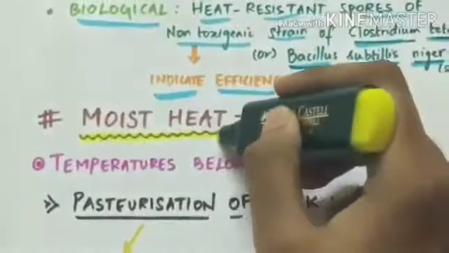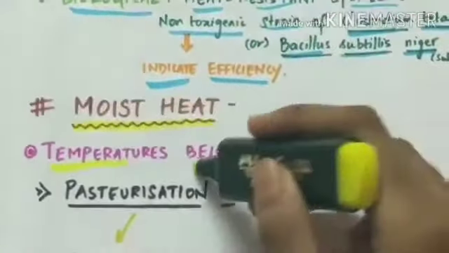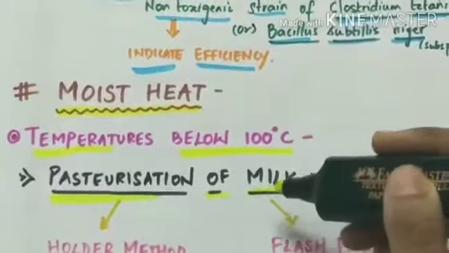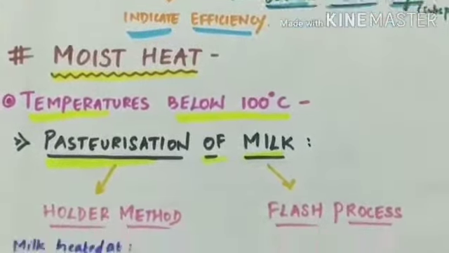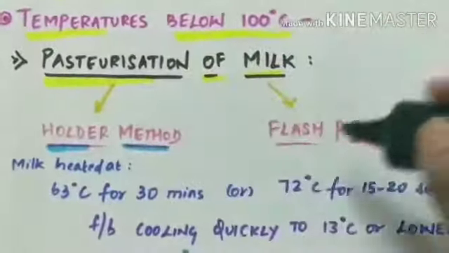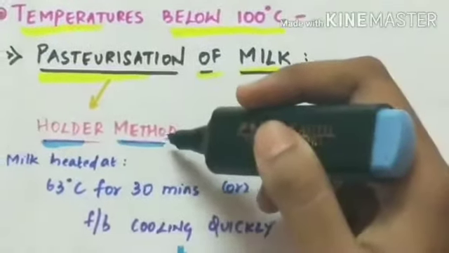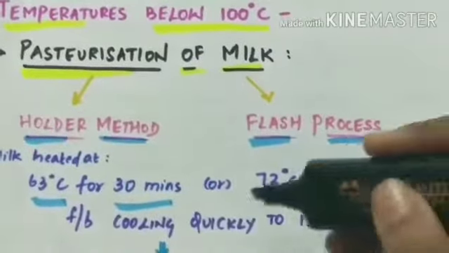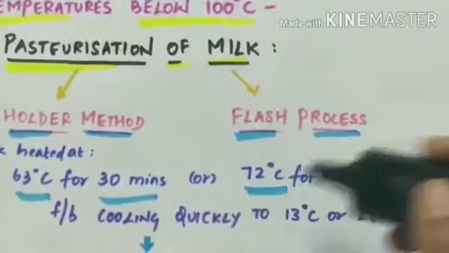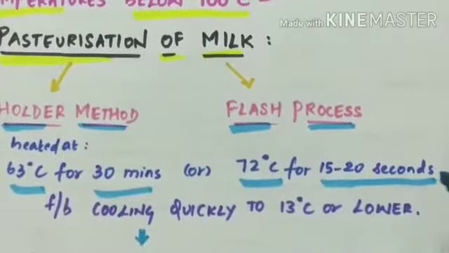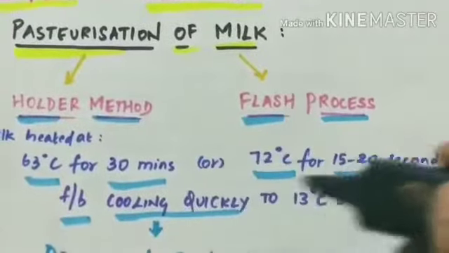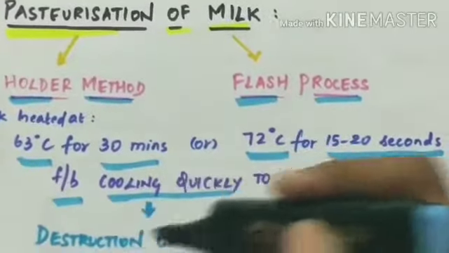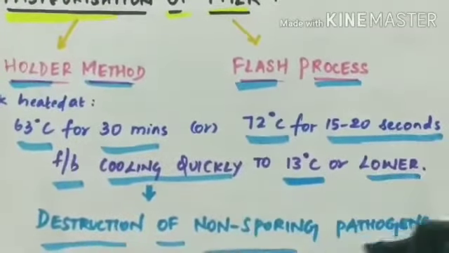Let's now see about moist heat. First, temperatures below 100 degrees Celsius. First method is pasteurization of milk. This is done by two methods, Holder method and flash process. In Holder's method, the milk is heated at 63 degrees Celsius for 30 minutes. Or in flash process, milk is heated at 72 degrees Celsius for 15 to 20 seconds, followed by cooling quickly to 13 degrees Celsius or lower. This is done for destroying the non-sporing pathogens.